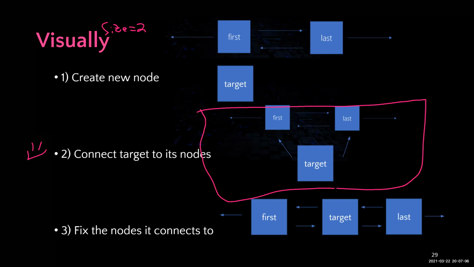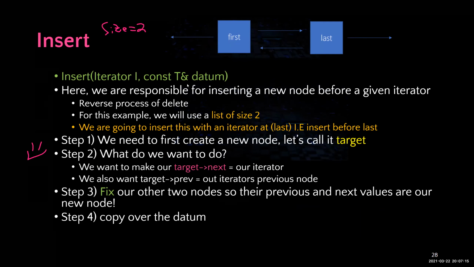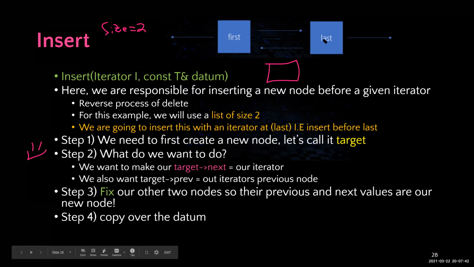Could you explain the parameters that are given for this function? Yeah, sure. So we're given 2 things. We're given an iterator and some datum t. And the iterator basically says we're going to insert this new node with datum t, or datum of type t, before our iterator I. So in this case, for this example at least, we have a list of size 2, and we're going to call insert on last, which means that we're going to put our new node between last and first. Right, yeah, that makes sense.